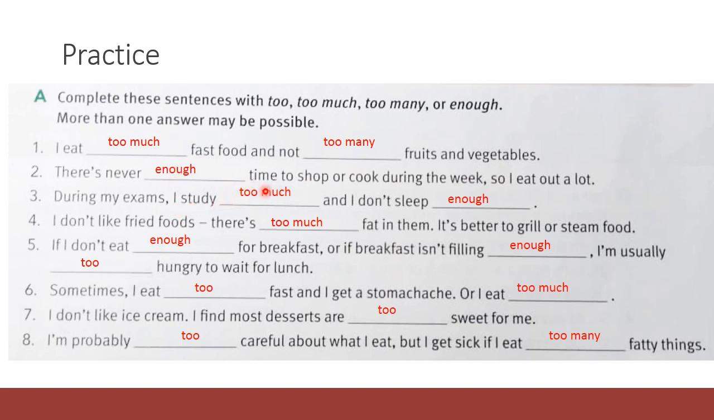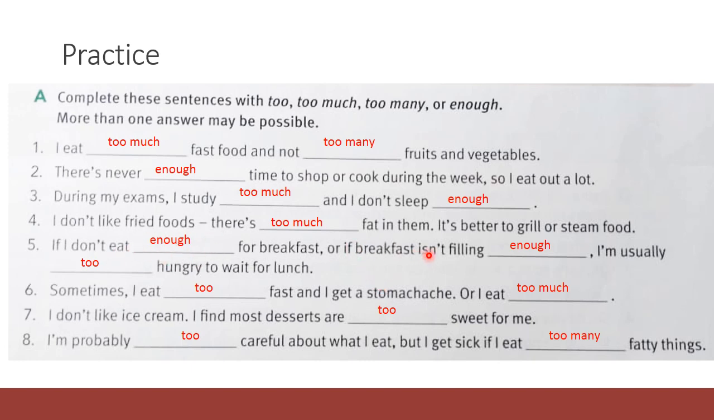I study too much. You cannot count the study, so that's why we use too much. And I don't sleep enough. Enough can also be at the end of the sentence. There is too much fat. Fat is a non-count noun. That's why we use too much. I don't eat enough for breakfast, so we're using enough after the verb in this case.